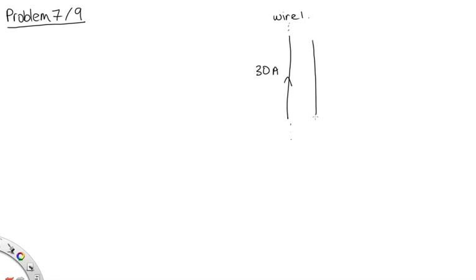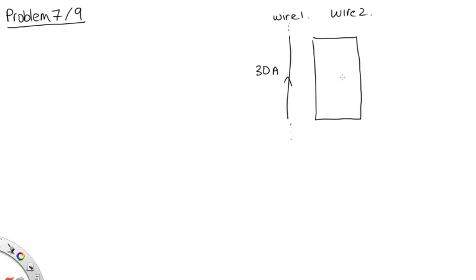Okay, and finally, problem 7 for 1221 or problem 9 for 1231. In this problem, we've got 2 wires. Wire 1 is carrying a current of 30 amps up the page like this. And then we've got a second wire, which is a loop.